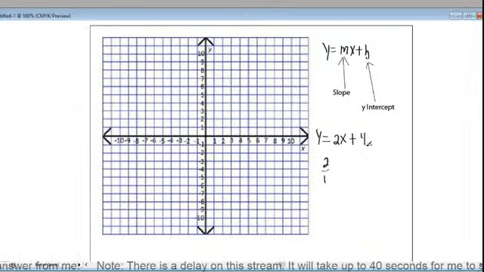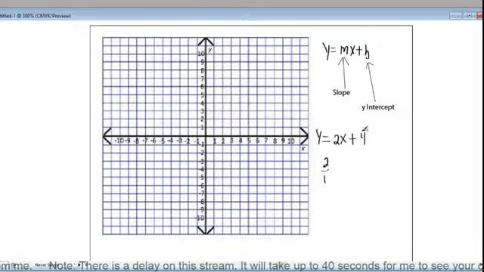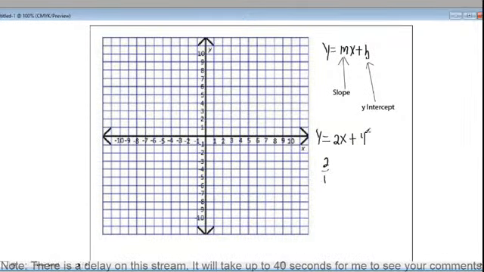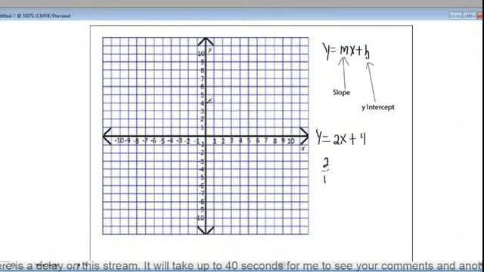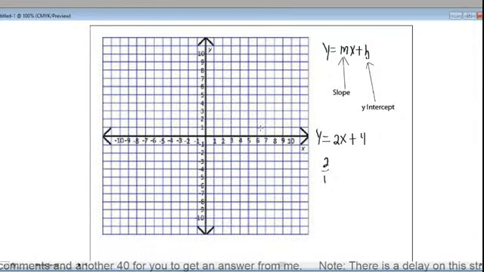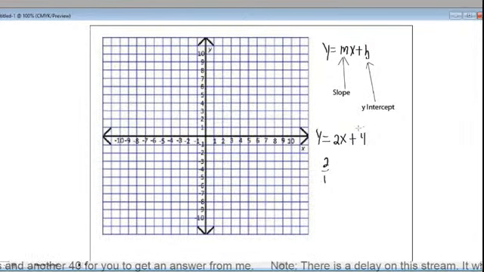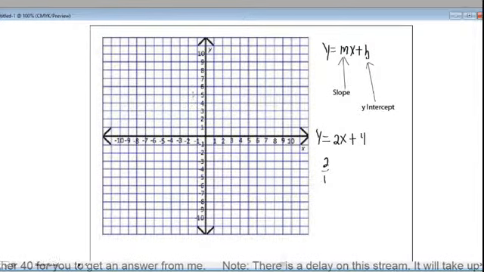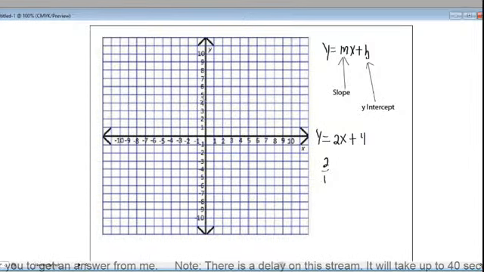Then this number right here, 4, tells us that our line, our graph, is going to cross the y-axis at 4. So that'd be right here. And that means we can go ahead and graph this without having to plug in any values. We can just look at the y-intercept and the slope and make a graph. So I'll do that real quick. Again, we know we have a point at the y-intercept, which is 4. We can go ahead and plot that point in here.